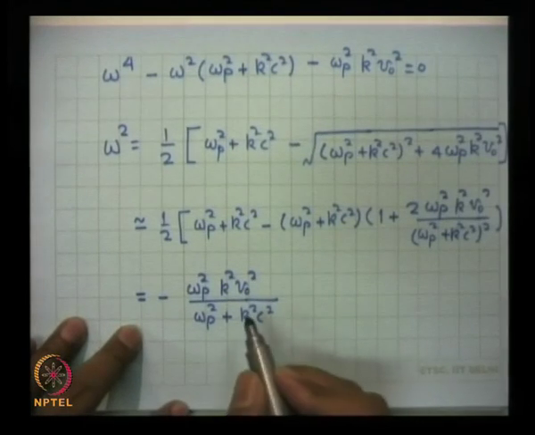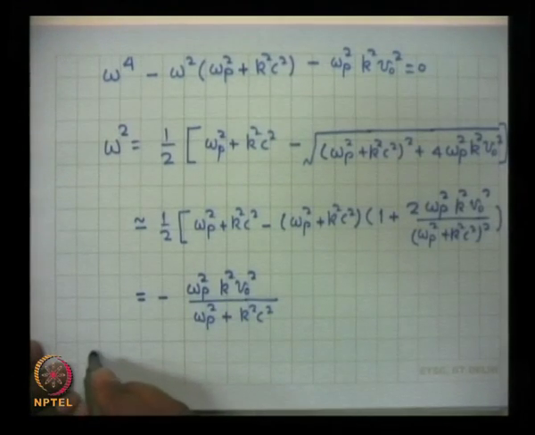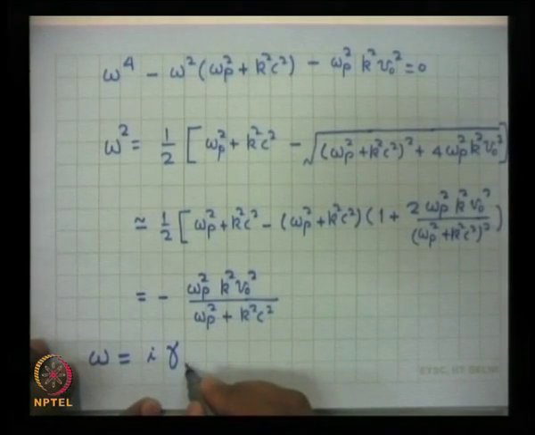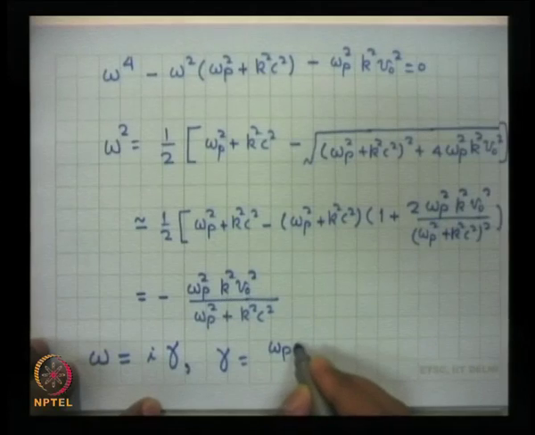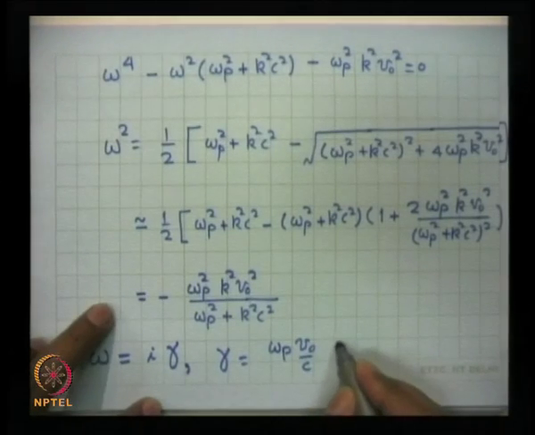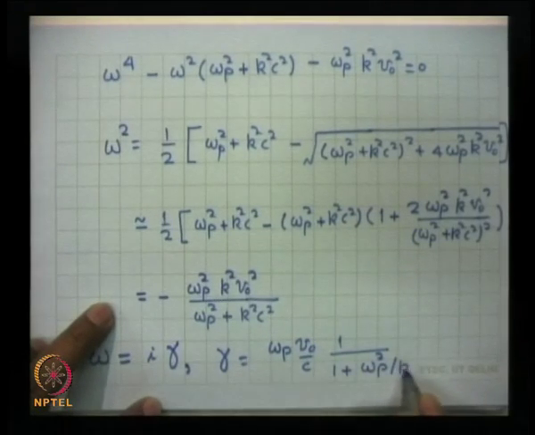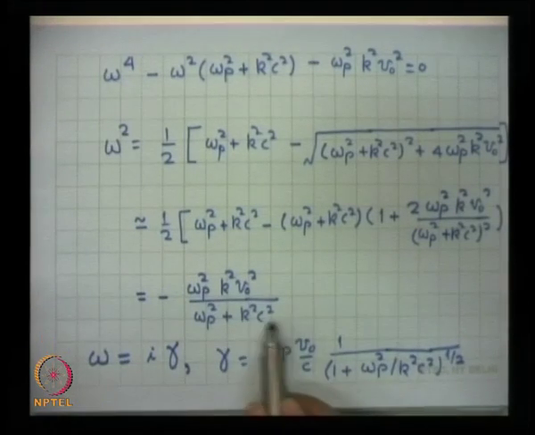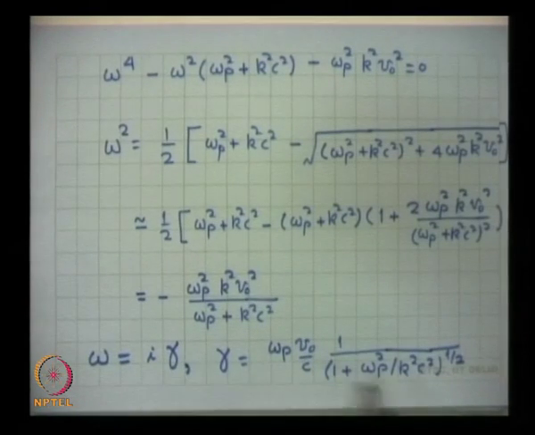That is a neat expression, and if the negative sign is there, then omega can be written as i times gamma, imaginary, and gamma is then called the growth rate. The value of gamma is equal to, you can rewrite this as omega p V0 by c into 1 upon a factor, which will go as 1 plus omega p square upon k square c square, under root. So, growth rate is the square root of this quantity. I have taken k square c square common, k square will cancel out, V0 by c you will get, and this is the expression. Very neat expression.